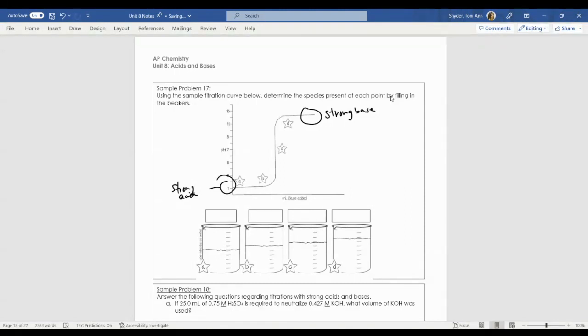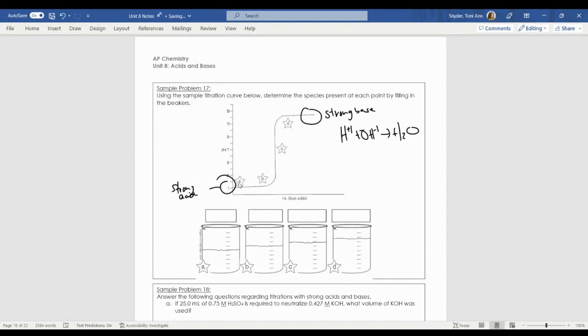So at each particular part of this, now we can consider the net ionic equation, because of course it would be hydrogen ions reacting with hydroxide ions, and that produces some water. That's our net ionic equation.